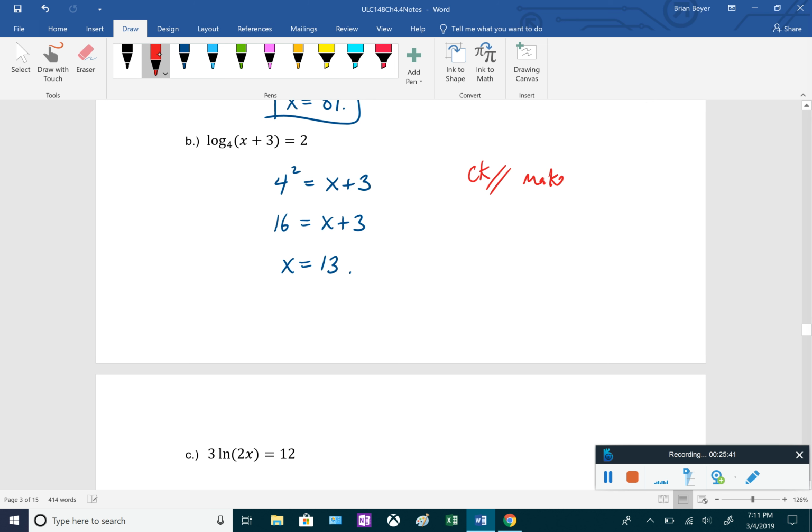So we have to make sure the input x plus 3 is positive. Okay, so x plus 3 is going to equal 13 plus 3. 13 plus 3 equals 16, which is positive, so we are good.